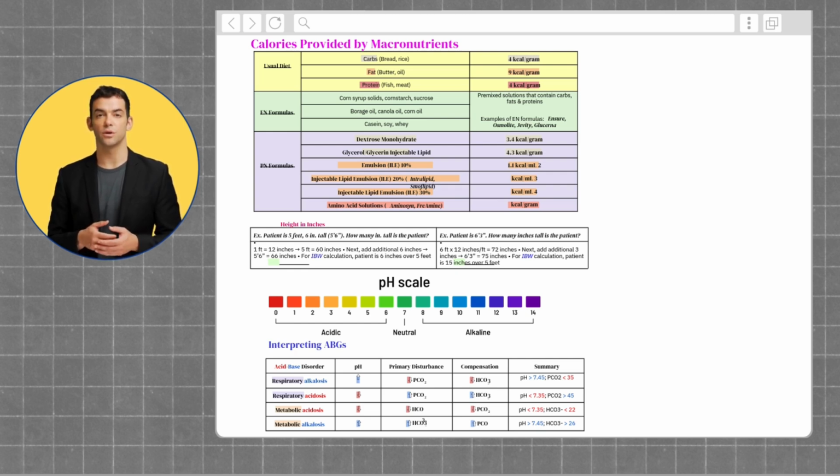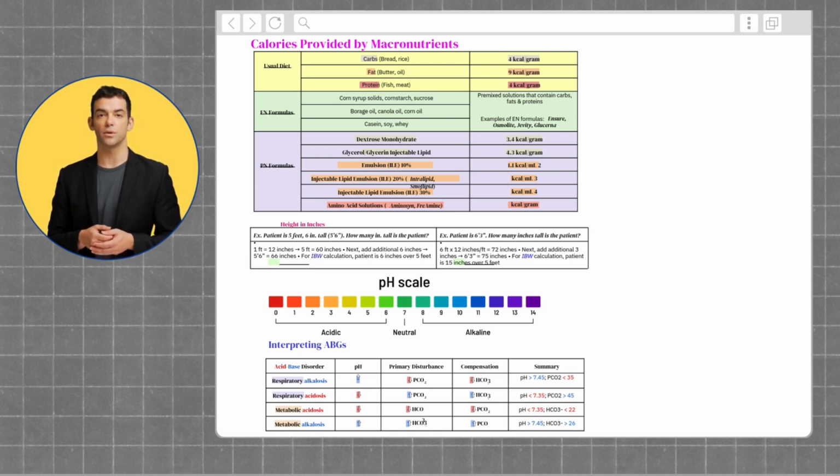Now, when you're interpreting ABGs, the first step is to check the pH. Is it acidic, normal, or alkalotic? If it's not normal, decide whether the disturbance is acidosis or alkalosis. The second step is to look at the pCO2. If it's abnormal, the issue is likely respiratory. If it's normal, move to the third step. Check the HCO3. An abnormal bicarbonate level points to a metabolic issue.